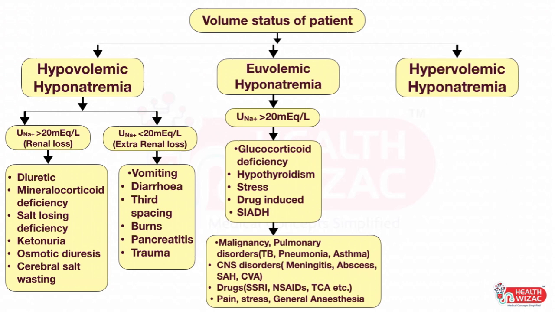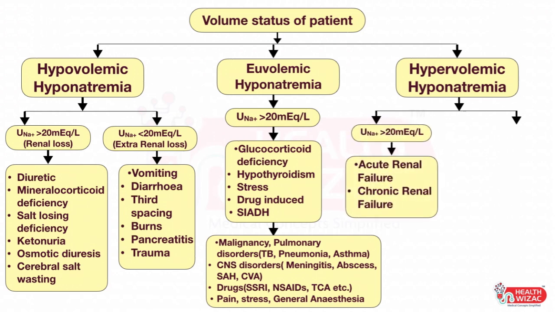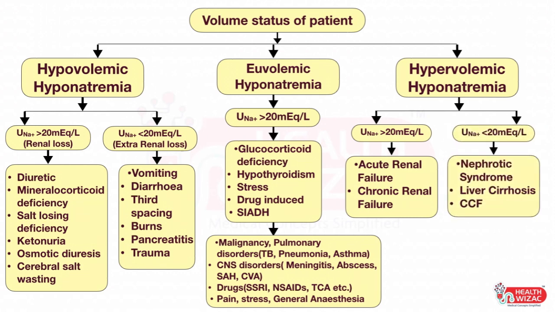Lastly, the hypervolemic hyponatremia. In patients with hypervolemic hyponatremia, if the urine sodium concentration level is more than 20, then it is usually present in clinical conditions like acute renal failure or chronic renal failure. Whereas if the urine sodium concentration level is less than 20, then it is present in clinical conditions like nephrotic syndrome, liver cirrhosis, and congestive cardiac failure.